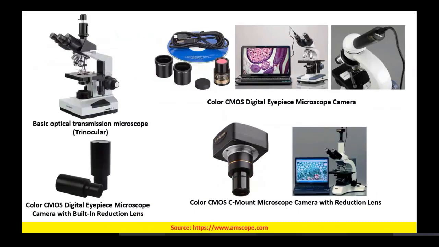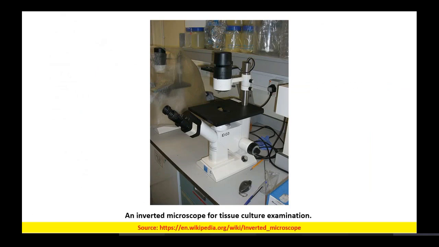Then we talked about the different types of cameras that are available. We also introduced the trinocular microscope, and its advantage over the binocular and the monocular microscopes. Then we discussed the importance of the inverted microscope and how it is useful in tissue culture examination.